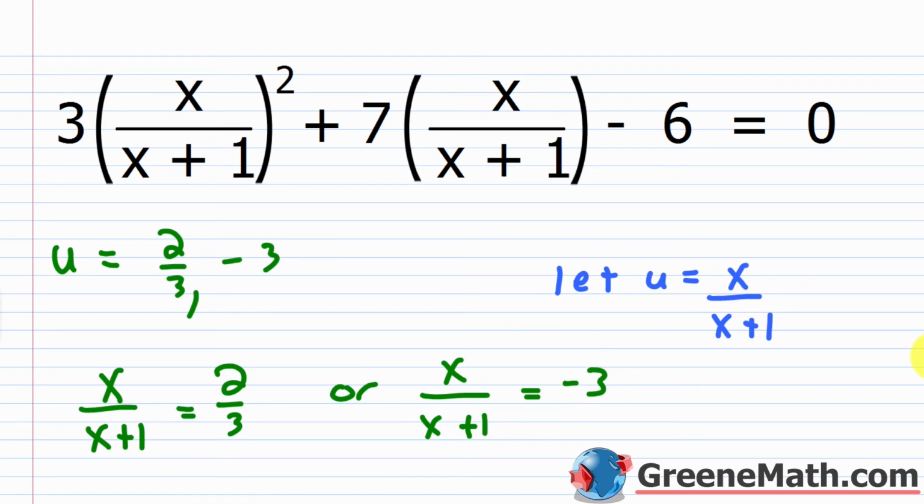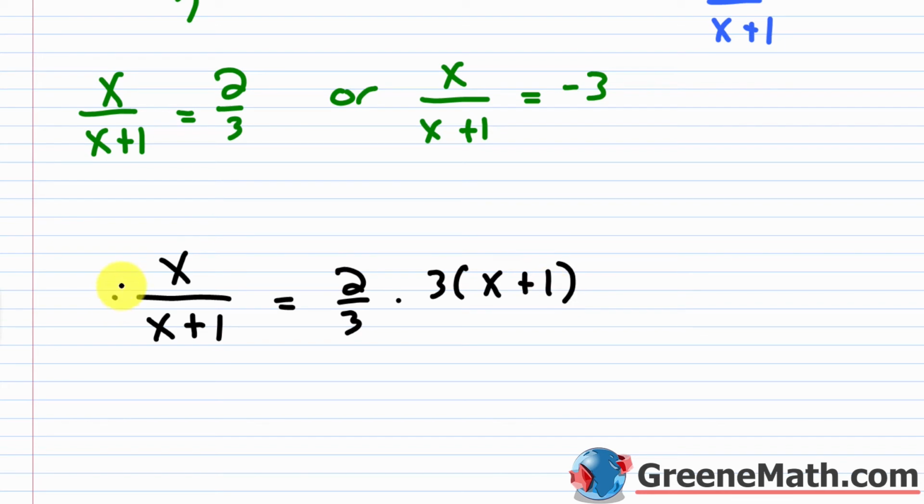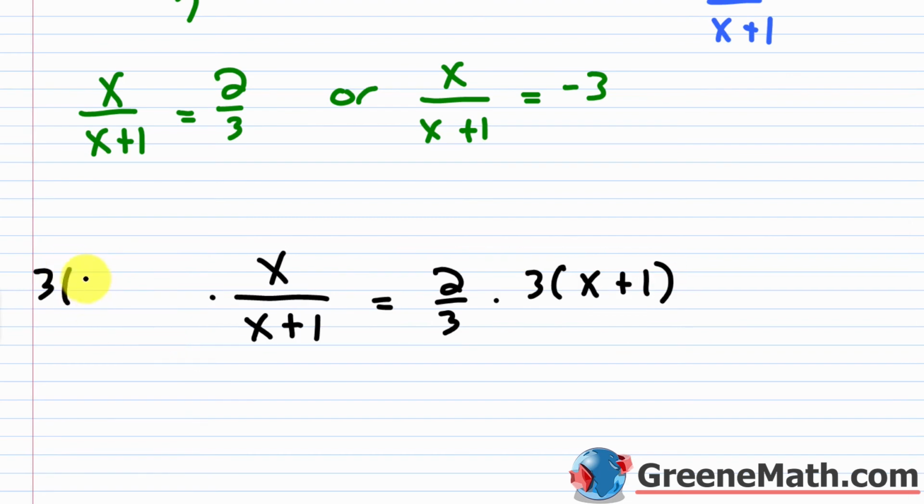So let's solve these two equations. And basically, I'm going to drop this down here. I have x over x plus 1 equals 2/3. What I want to do is multiply both sides of the equation by the LCD. So I've got an x plus 1 and I've got a 3. So I'm going to multiply this side by 3 times the quantity x plus 1. I'm going to do the same thing over here. So 3 times the quantity x plus 1. And you'll see that this will cancel and this will cancel. So on the left, you've got 3x is equal to, on the right, you've got 2 times the quantity x plus 1. So that's 2x plus 2.